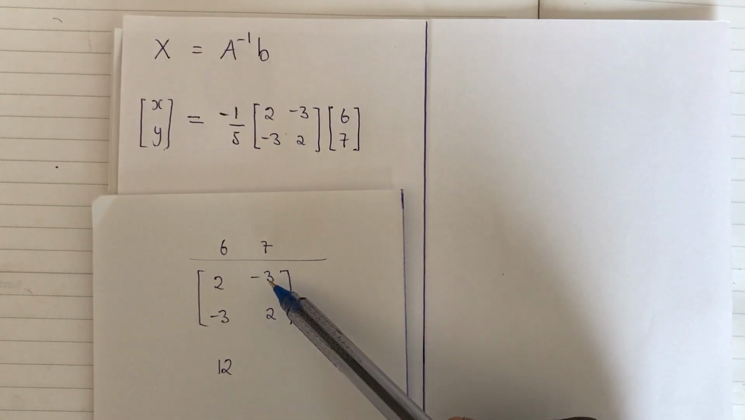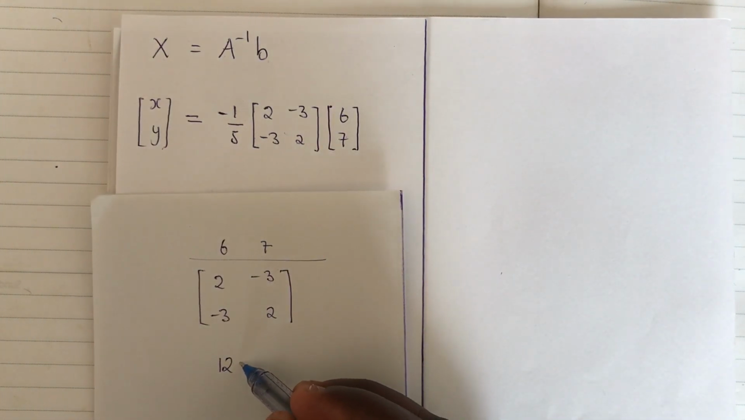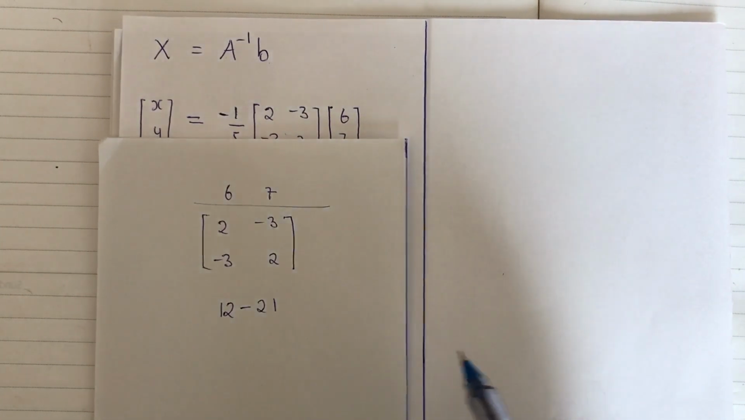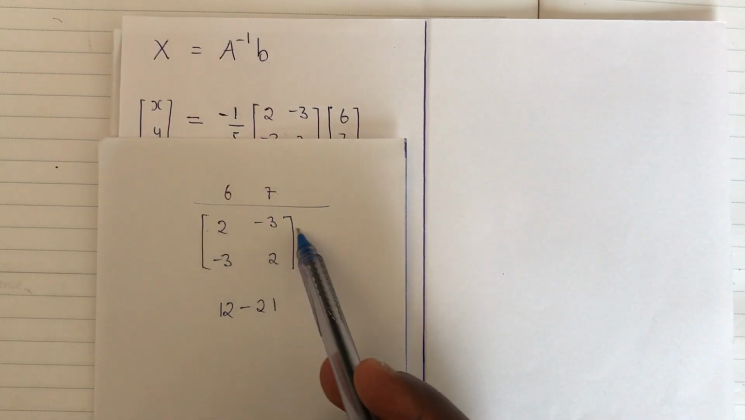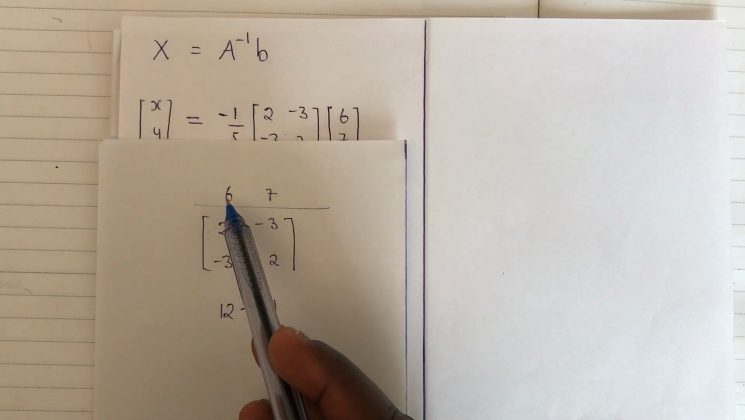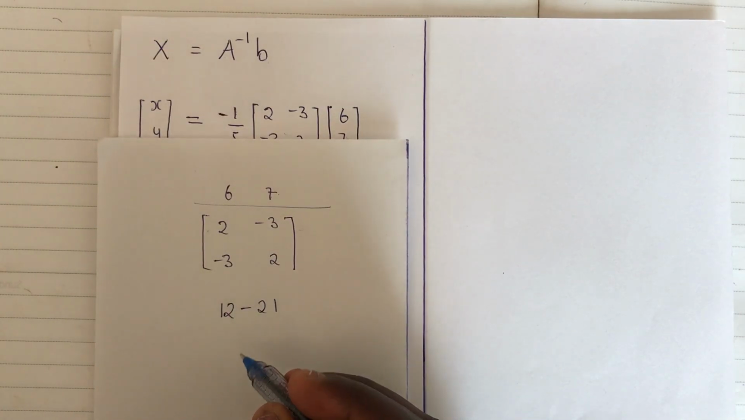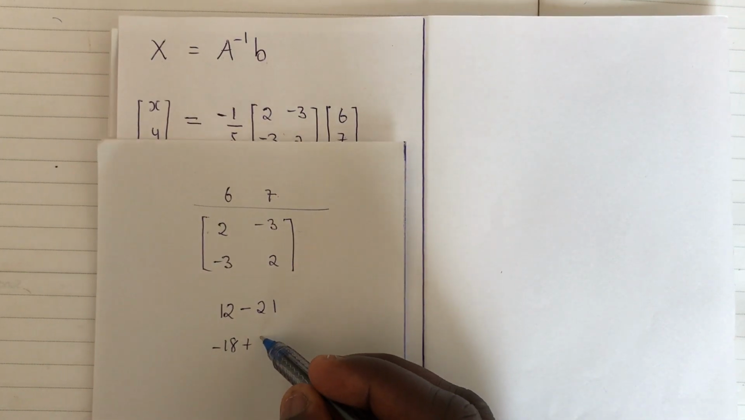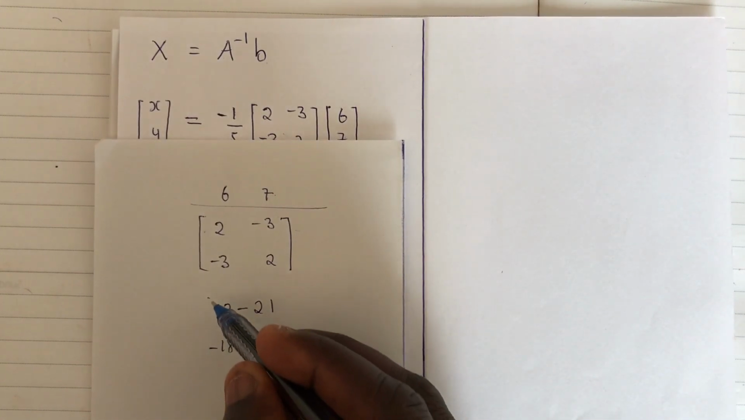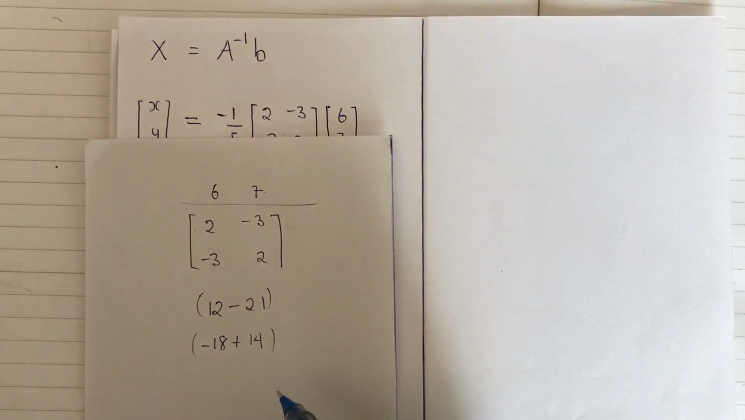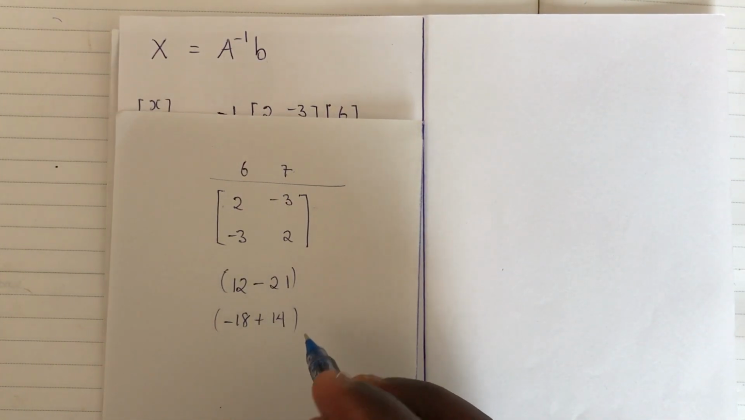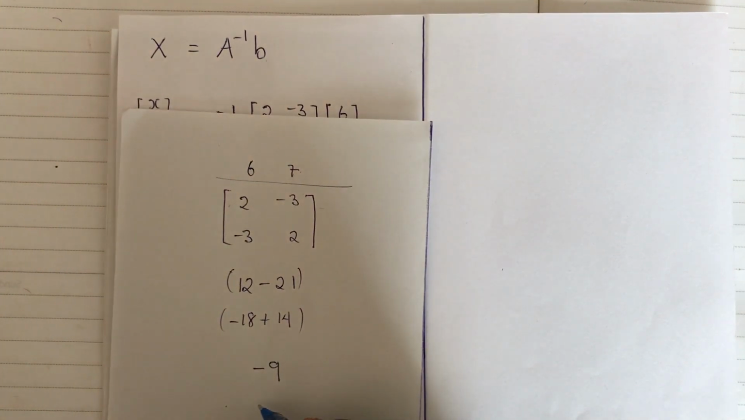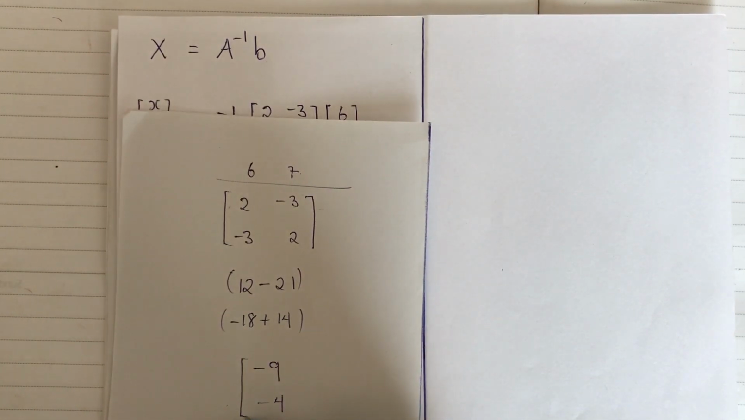Now 6 by negative 3 will give you minus 21. Okay, now we are done using 6 and 7 to multiply this row. We move on to the next one. 6 by 3, we are getting minus 18. Then plus 7 by 2, we are getting 14. Okay, so now we can simplify this. Now this is giving us 12 minus 21 is giving us minus 9, minus 18 plus 14, we are having minus 4.